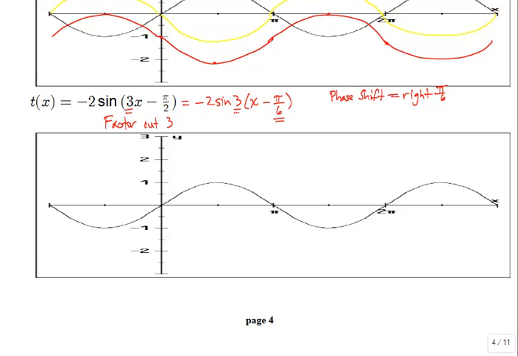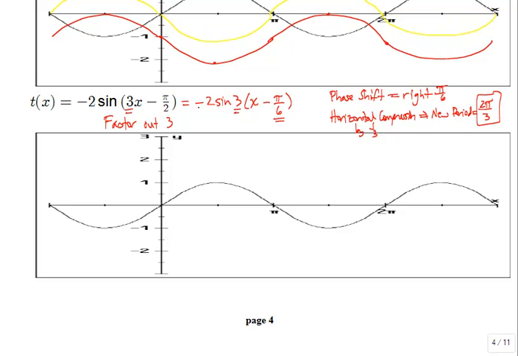I also have this 3 in front of that x, that's that b number. Whenever you have a coefficient of x or a b, that means you're going to have a new period. This 3, since it's bigger than 1, is actually a horizontal compression by a third. And what that implies for us is that we are going to have a new period. It's the old period, which is normally 2 pi, and now we're dividing by whatever this b is. So my b is 3, so I'm going to have a new period of 2 pi over 3.